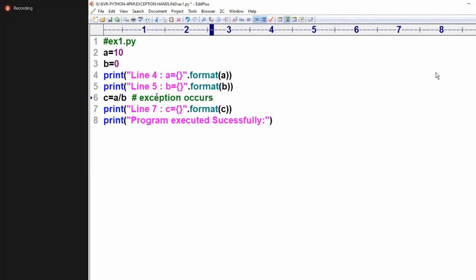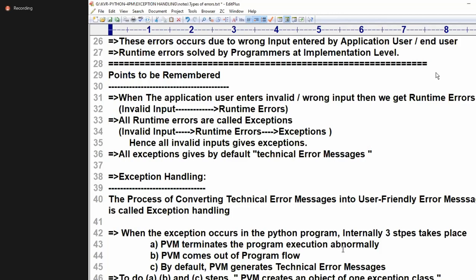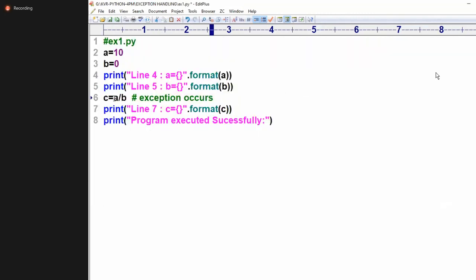By default, it gives a technical error message. To do these steps, PVM creates an object of an exception class. Technically, all the exceptions are treated as objects. Which class object will be created for this problem? Division by 0 problem it is. ZeroDivisionError, with Z capital, D capital, E capital. Like that you need to answer my question.